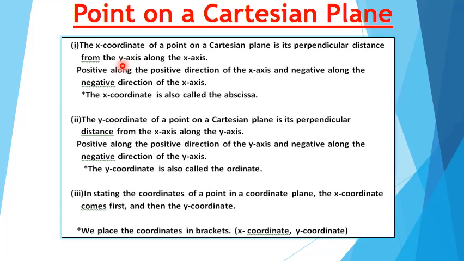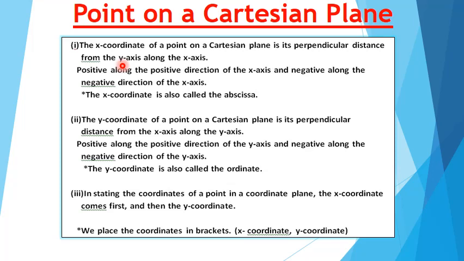Point on a Cartesian plane. The x-coordinate of a point on a Cartesian plane is its perpendicular distance from the y-axis along the x-axis, positive along the positive direction of the x-axis and negative along the negative direction of the x-axis. The x-coordinate is also called the abscissa.